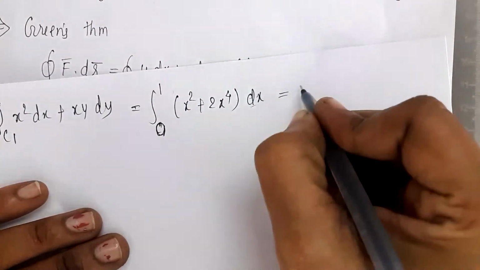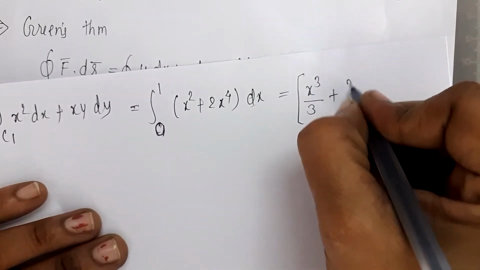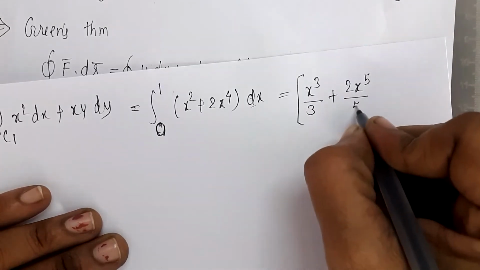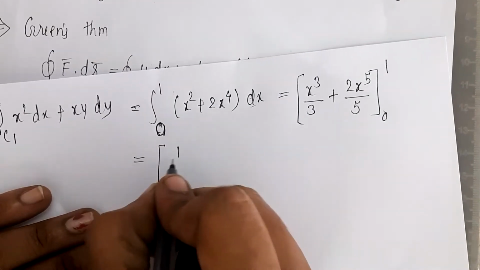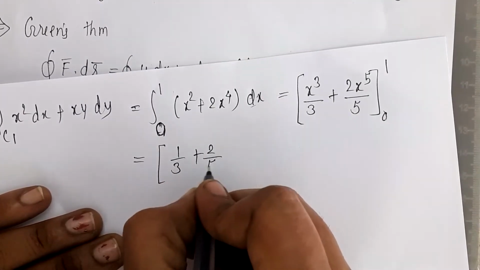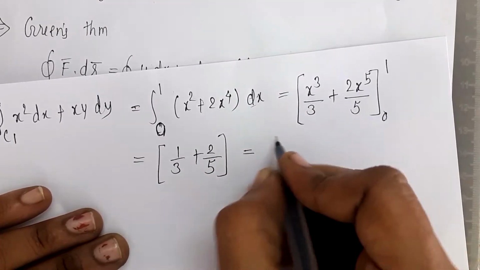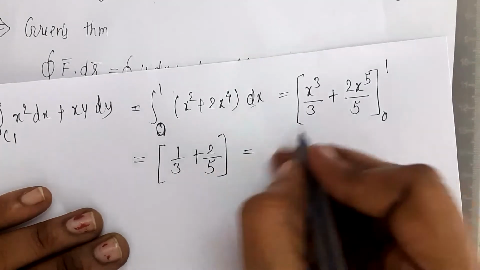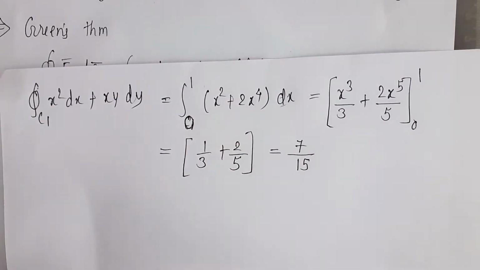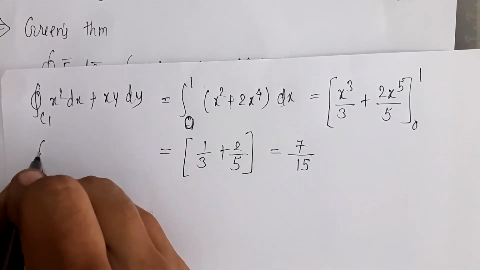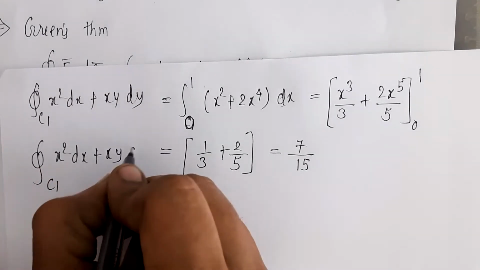So substitute the limits and integrate with respect to x. The integration of x² is x³/3 and the integration of 2x⁴ is 2x⁵/5, from 0 to 1. It is equal to 1/3 plus 2/5, and if we substitute the lower limit, we get 0. So this is equal to (5 plus 2)/15, which is 7/15. So 7/15 is the answer for the integral over C1 of x² dx plus xy dy.